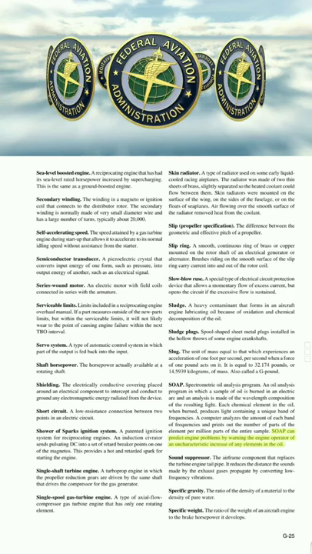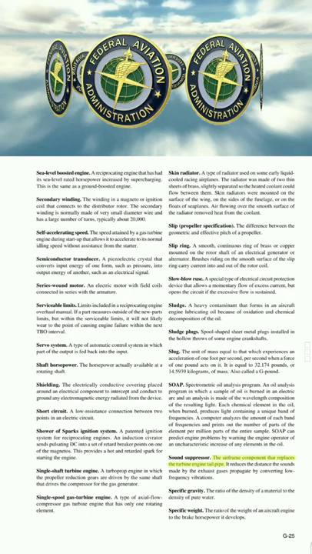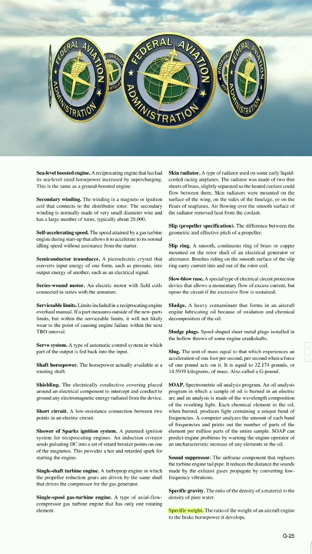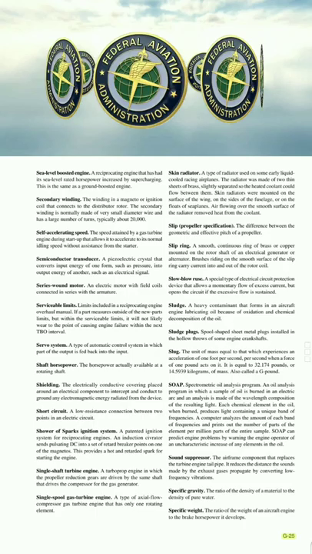Sound suppressor. The airframe component that replaces the turbine engine tailpipe. It reduces the distance the sounds made by the exhaust gases propagate by converting low-frequency vibrations. Specific gravity. The ratio of the density of a material to the density of pure water. Specific weight. The ratio of the weight of an aircraft engine to the brake horsepower it develops. Spline. Parallel slots cut in the periphery of a shaft, parallel to its length.